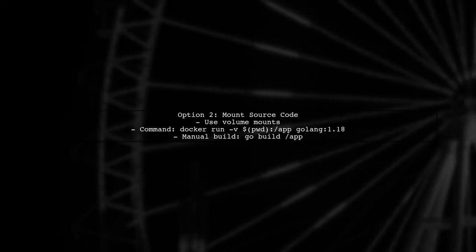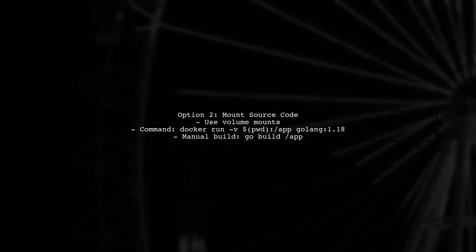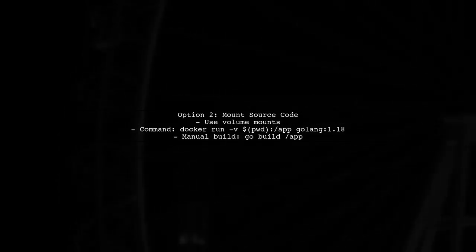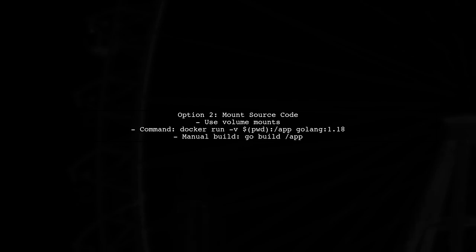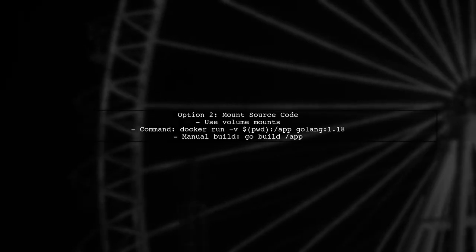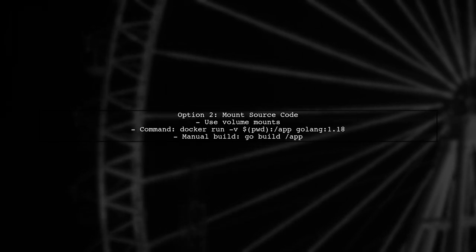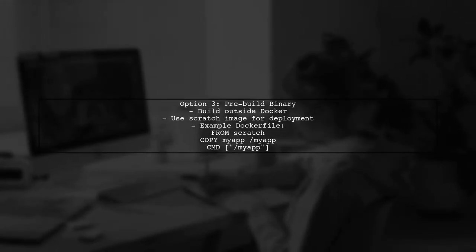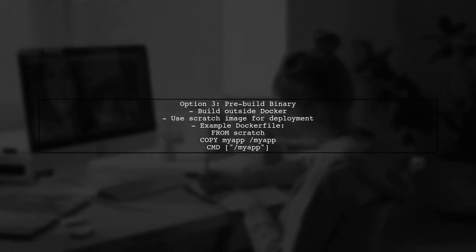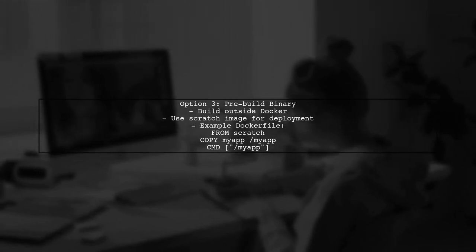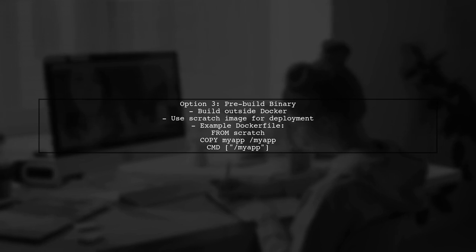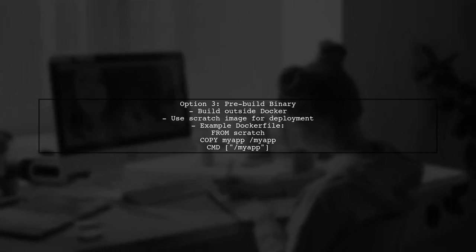Alternatively, you can mount your source code directory to the container. This allows you to develop locally and run commands inside the container, but it requires manual building. Another effective method is to build your Go application outside of Docker, creating a binary, and then copying that binary into a minimal Docker image for deployment.